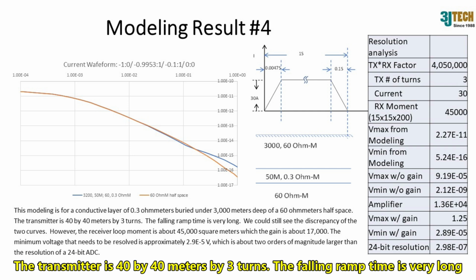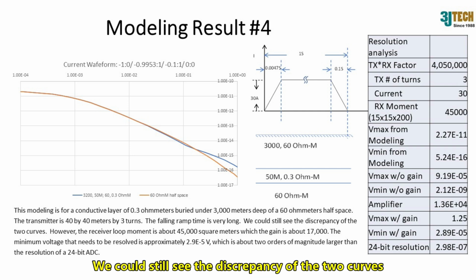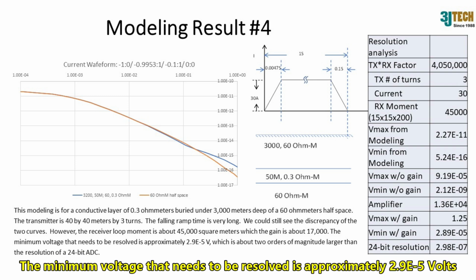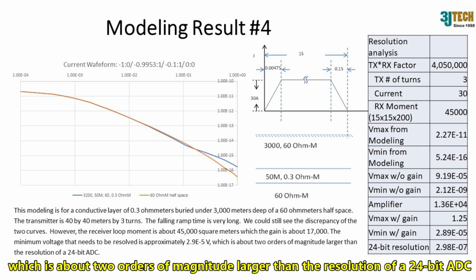The falling ramp time is very long. We could still see the discrepancy of the two curves. However, the receiver loop moment is about 45,000 square meters, which the gain is about 17,000. The minimum voltage that needs to be resolved is approximately 2.9 times 10 to the power of -5 volts, which is about 2 orders of magnitude larger than the resolution of a 24-bit ADC.